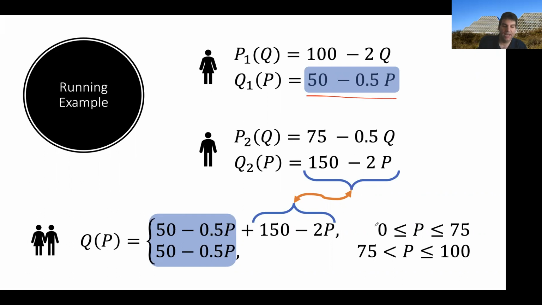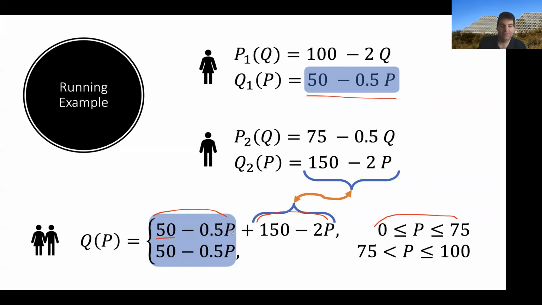In this one, where now it's cheap enough that both groups of people are willing to participate, we have to add both together. So we have the same demand curve from the first person, but we then can add in the demand curve from the second person. And we can simplify that.